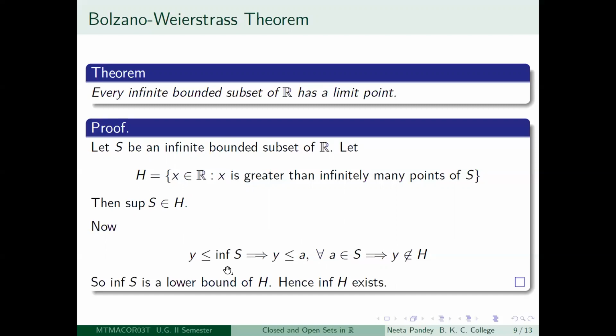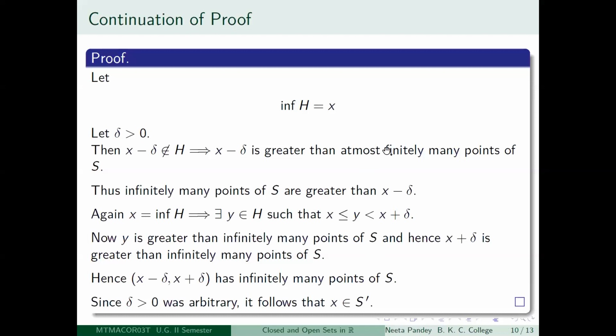So what does that mean? That if there is an element of H, it has to be greater than infimum S, right? Anything less than or equal to infimum S is not in capital H. So anything in H has to be greater than infimum S. So that means infimum S is a lower bound of H. So H is a non-empty bounded below subset of R. So infimum of H will exist. Okay. So let us call that infimum little x.